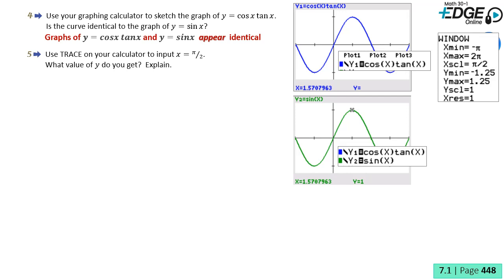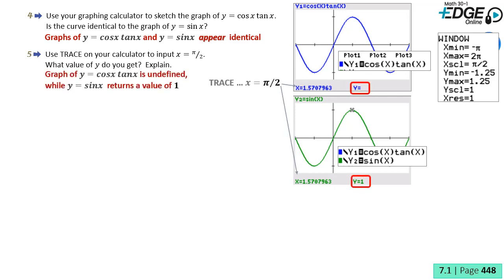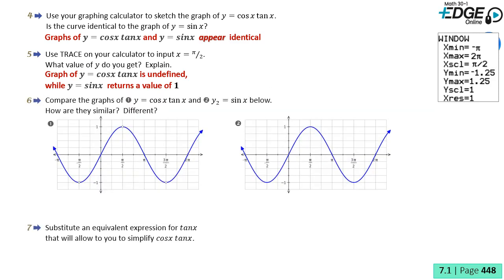Once we use our trace function and input x equals pi over 2, in the first case, we get an undefined value, while the second case gives us a value of 1. What could explain this? Well, though the graphs appear identical, the cos x tan x could be written differently, and there we'll see how we've generated a division by 0. Let's walk through it.